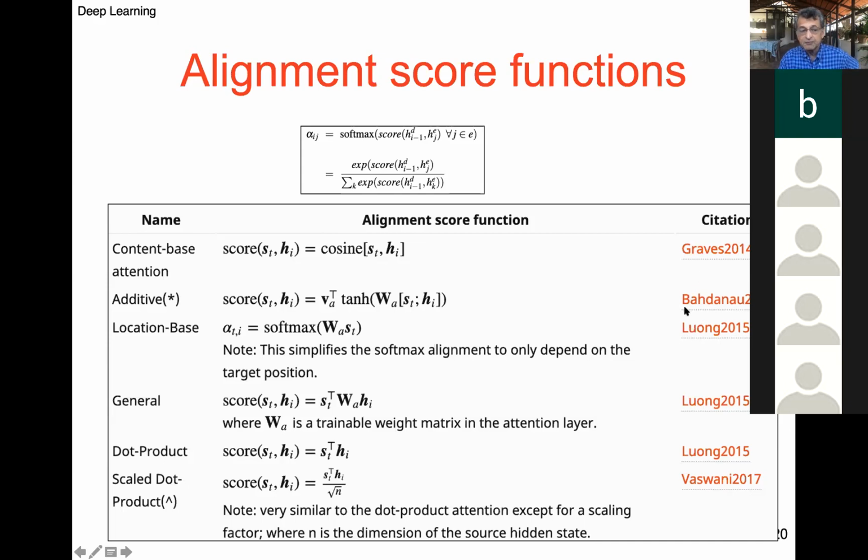But the most important paper was this Bahdanau paper. There's a variation of it called the Luong version of it. All the variations are that Bahdanau was about the score, they're using a weight matrix here, and then there is a location-based one, which was the Bahdanau.